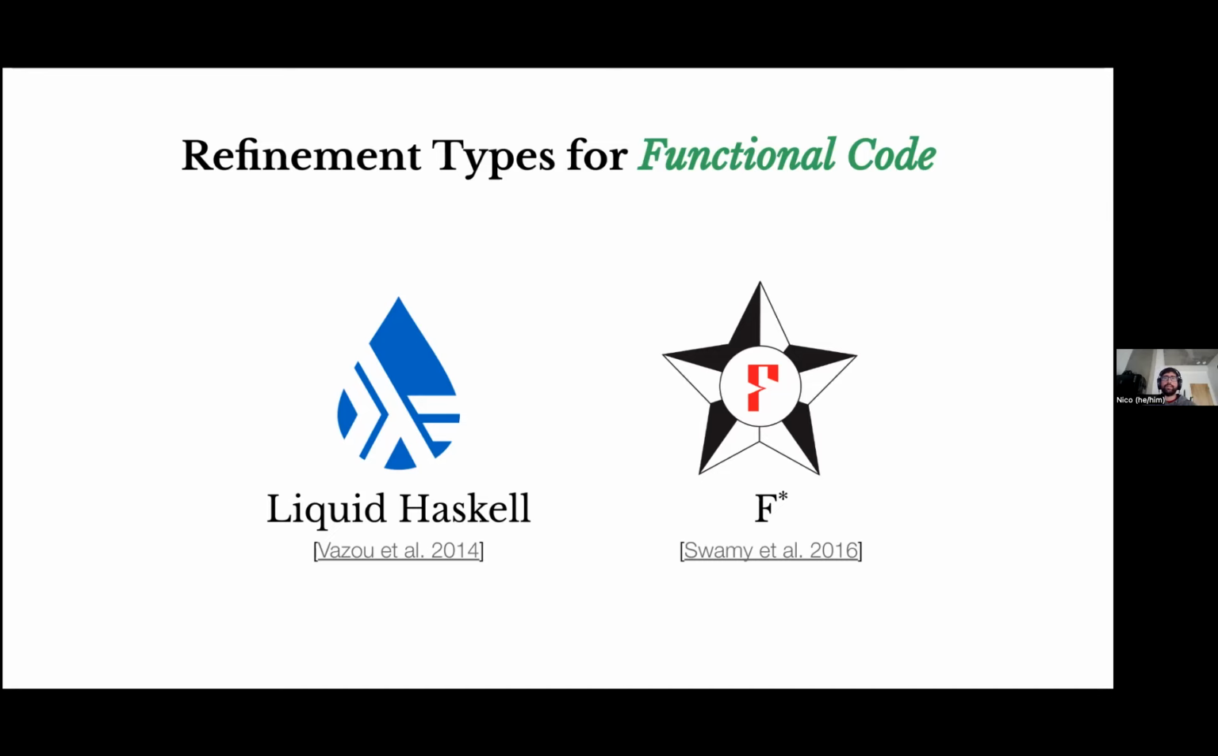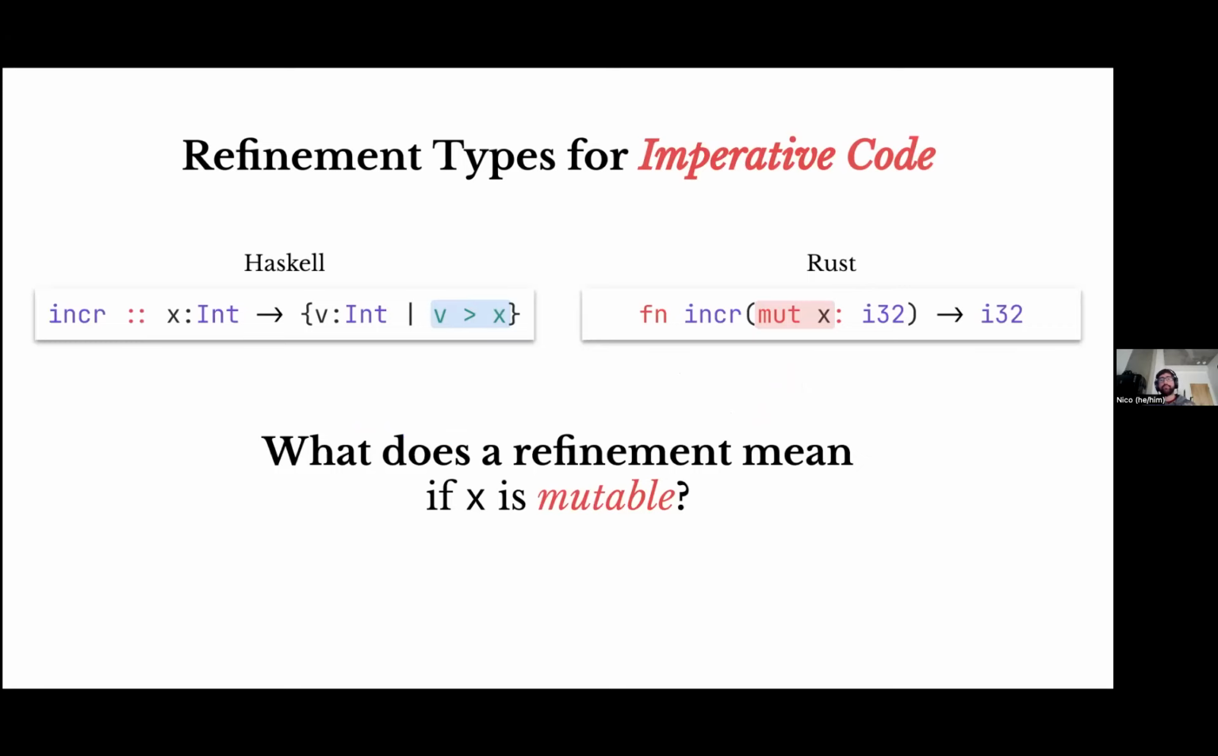But they haven't been too successful in the context of imperative programs. The reason is that the very notion of a refinement becomes complicated. In Haskell, for example, values are immutable, so it is very clear what it means to depend on that value. But what does it mean for a refinement to depend on some value if the value itself can change over time?